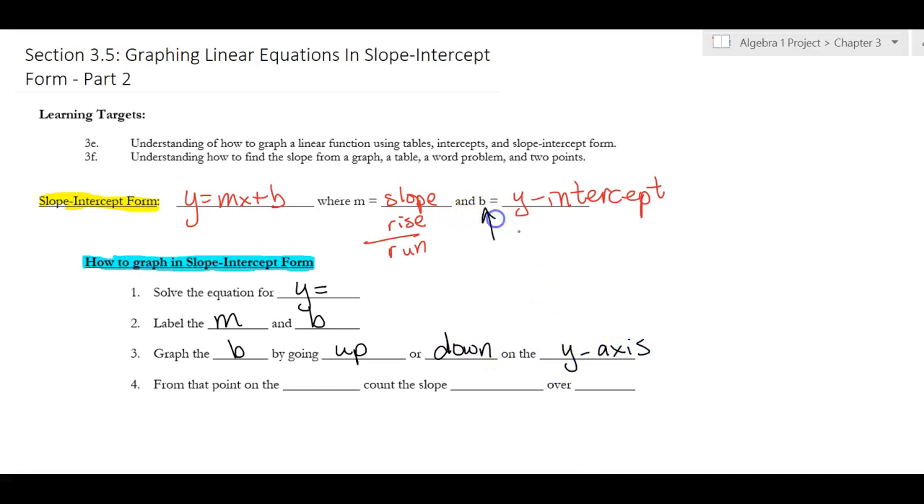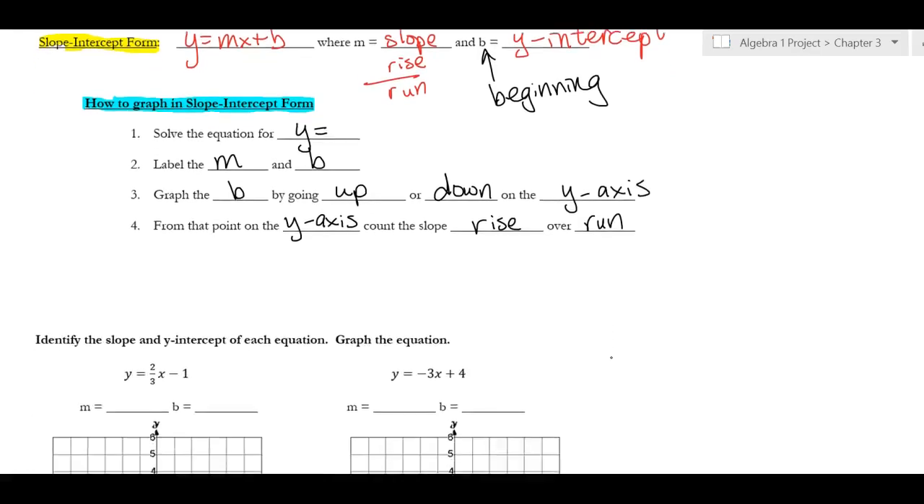Sometimes I like to say b is the beginning. That's where you begin. You begin your graphing by graphing the b, the y-intercept. From that point on the y-axis, you count the slope, which is rise over run. Okay? All right, so we're going to go ahead and start doing some of these problems.